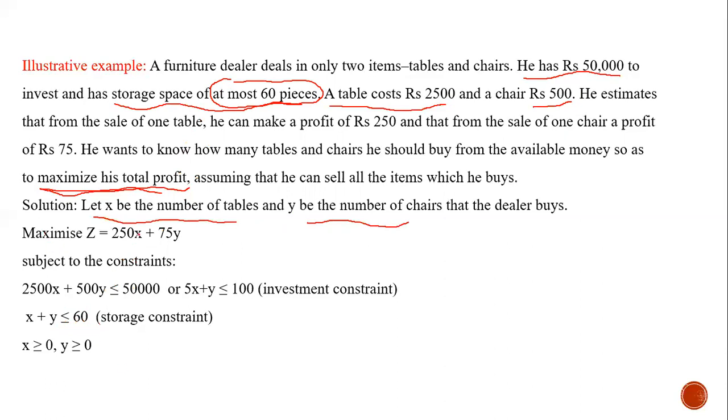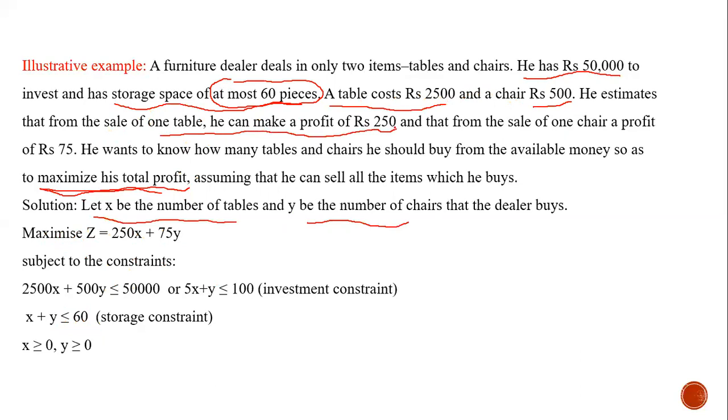So coming to the objective function, what is the objective here? The furniture dealer's objective is to maximize the total profit. So that can be represented as maximize Z is equal to, and here we notice that by selling one table he makes a profit of rupees 250.